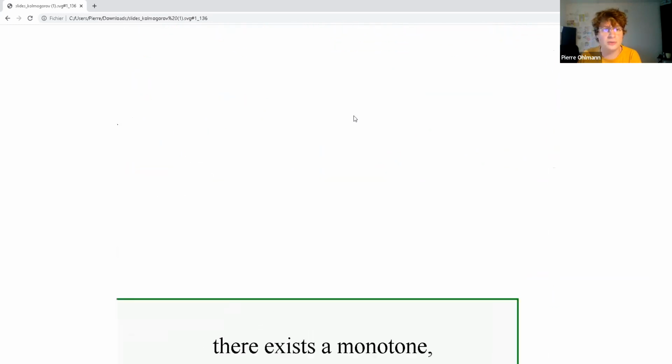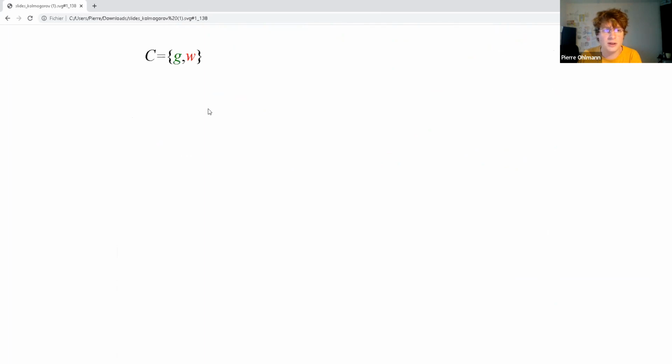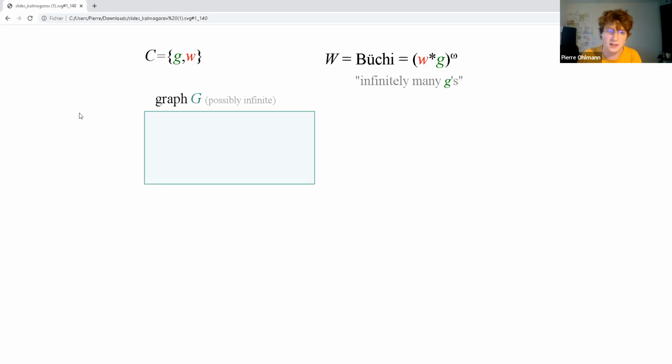So I'll go on to a second example, which is Büchi. This is another simple example which is well known to be positional. I have two colors, good and wait, and I win if I see infinitely many goods. So I don't want to get to a point where I will wait forever.